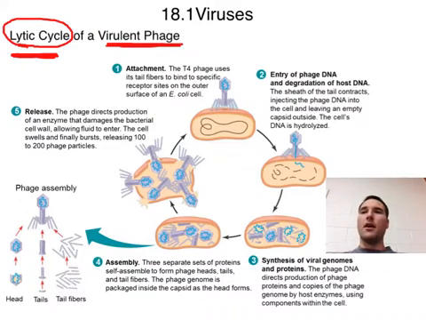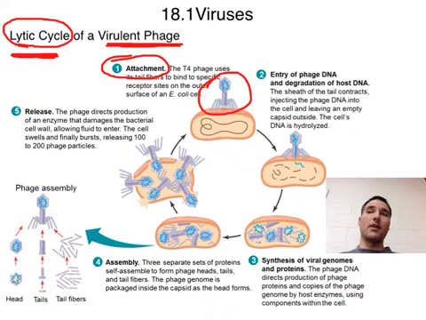So first of all, we have 5 steps, and they are numbered here 1 through 5. Number 1, we have the attachment of the virus, and so there's going to be some kind of recognition happening between the virus and the bacterial cell. There will be receptor proteins typically on the surface of the bacterial cell, and those receptor proteins are recognized by the proteins on the capsid of the virus. So there's this attachment happening.